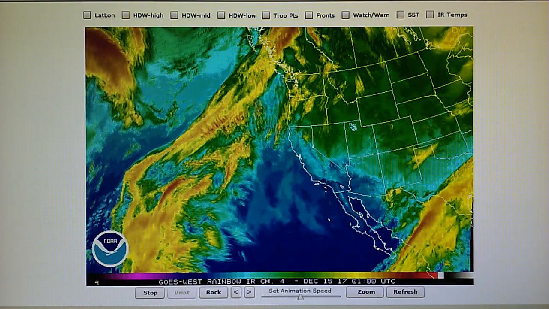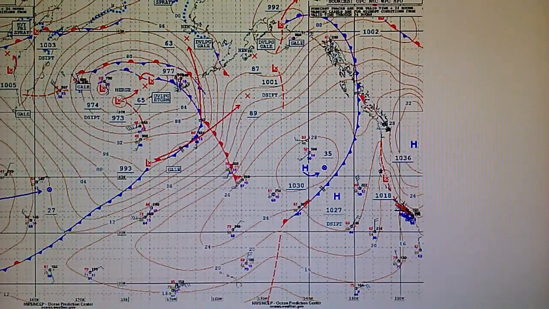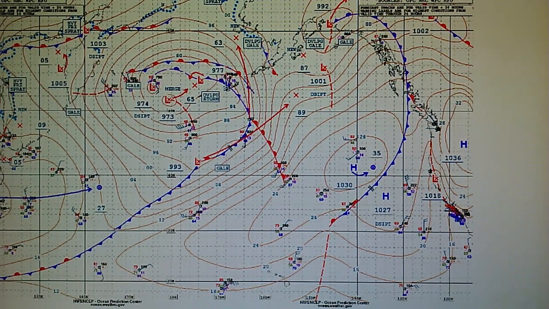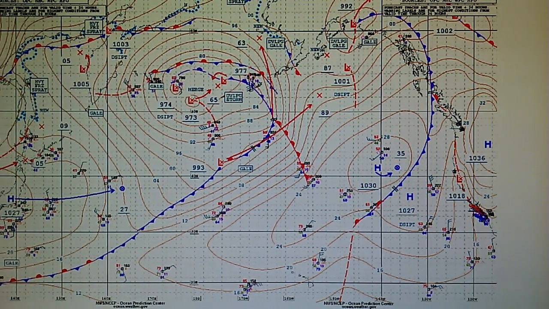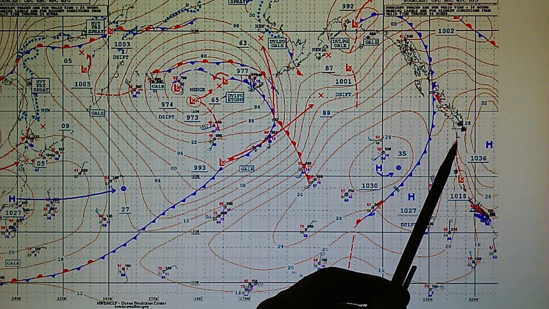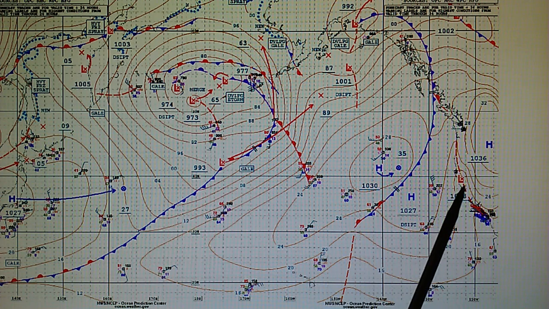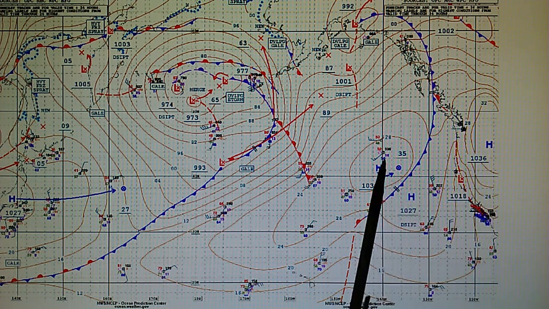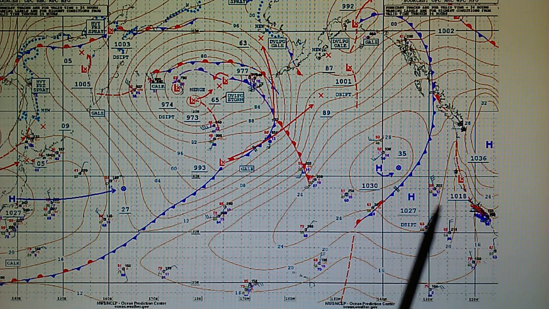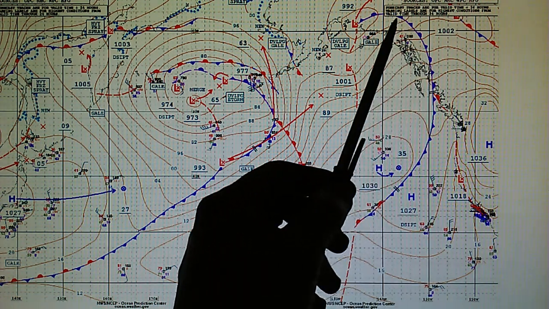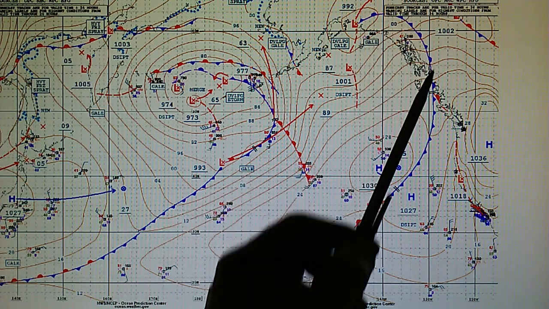Okay, let's take a look at the surface analysis map. And we can see a large trough that runs all the way from Southern California all the way up into Oregon right here with a low pressure at the surface right there. And we have high pressure right here, and we've got highs on both sides. And we have a cold front indicated here. Here's an occluded front, this purple area right here.